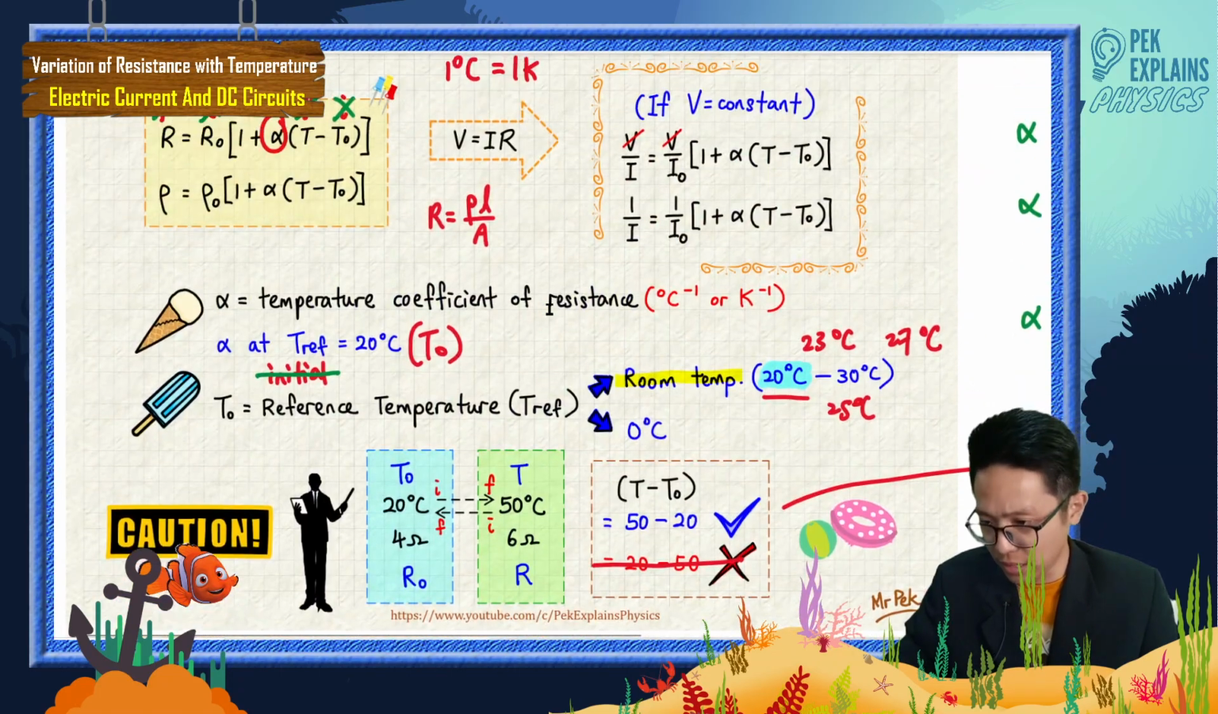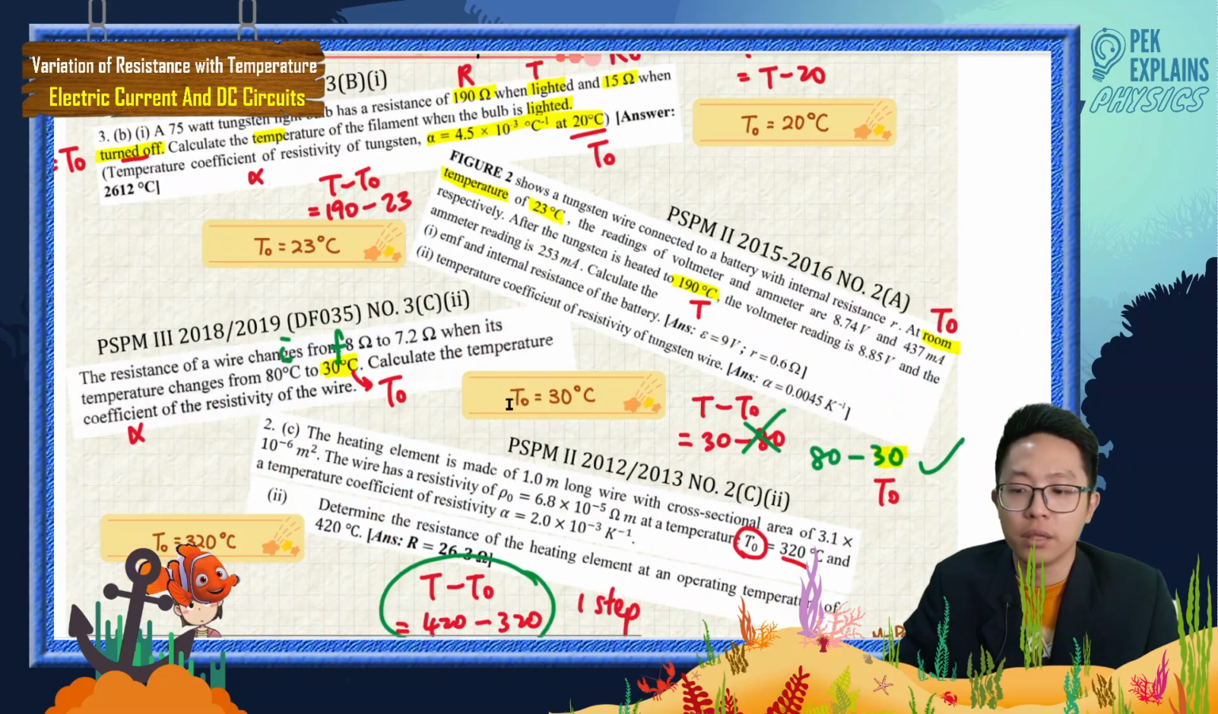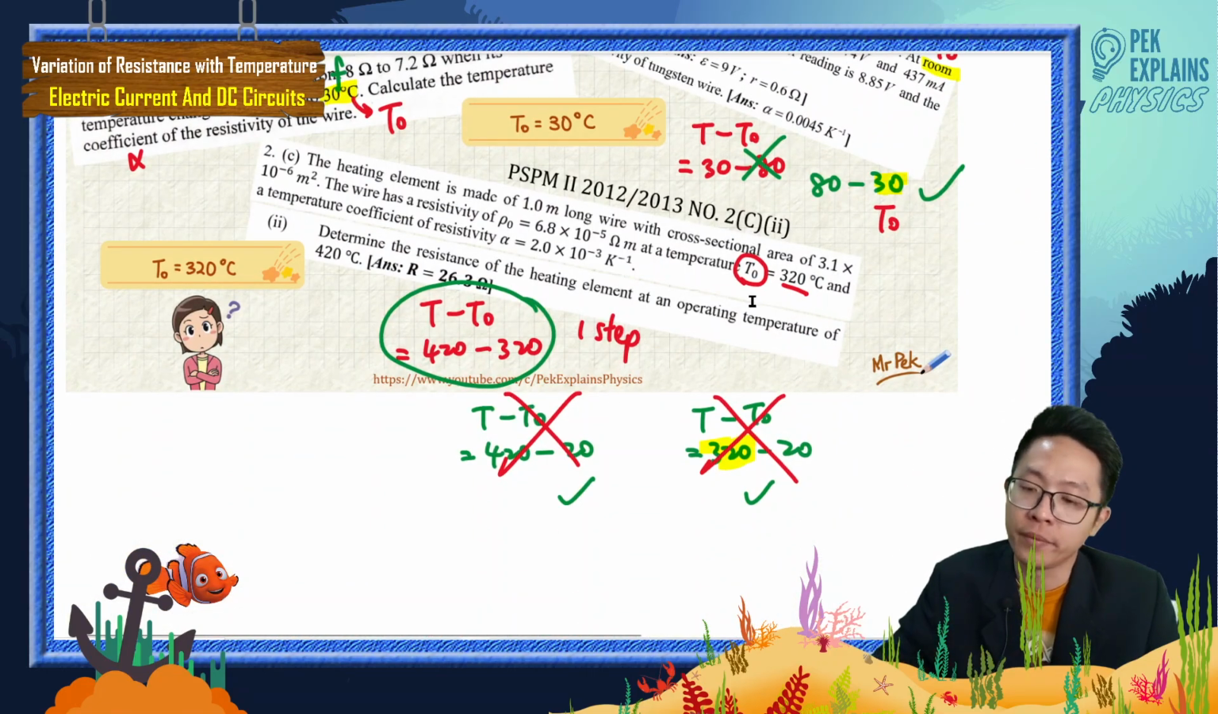Okay? So, students, as long as you see a temperature of 20, 30 or 0, you take that as the reference temperature. If the question already specified another temperature as T naught, just obediently use that temperature as T naught. And it's always one step, never two steps. Our answer scheme always only has one step.